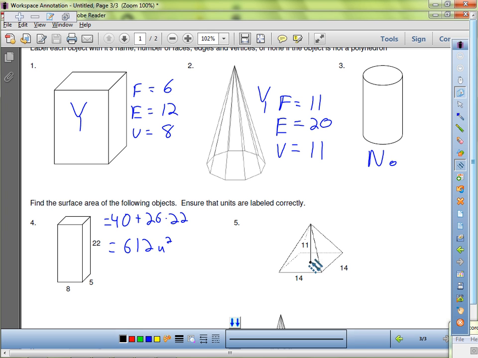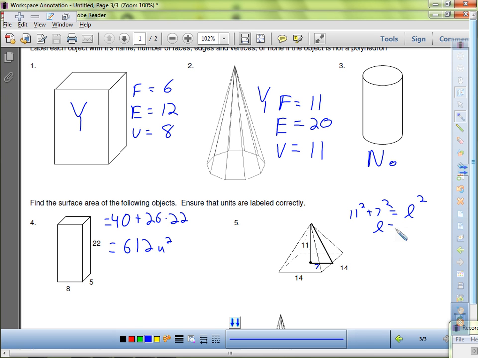For question number 5 here, I actually need to go in and find my slant height. So I'll draw that in. And then from there, I go in and figure that out. So this is 7. 11 squared plus 7 squared is equal to L squared. Solve for that. L is equal to 13.038. And now at that point I have all the stuff that I need.